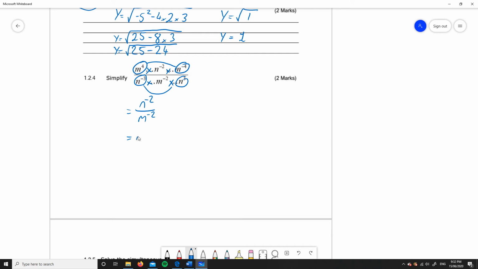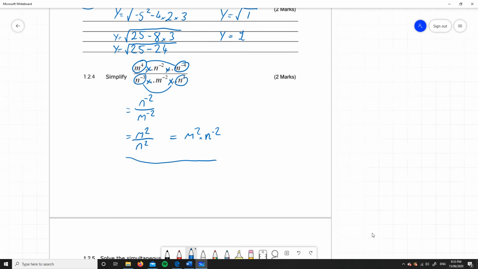So if we put it to m squared over n squared. Another equally correct way could be m squared times m to the negative 2. So being underneath is the same as the negative 2. So I guess you could look at either of those two examples as correct.